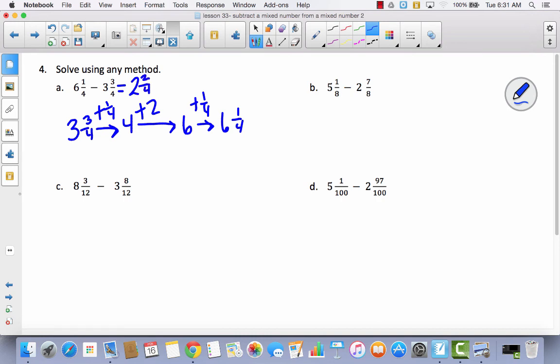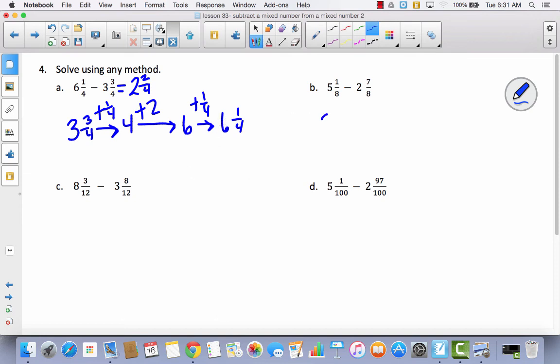So this is the counting up strategy. In my experience, this seems to be the easiest one for 4th graders to understand. So that's why this is the method that I choose to model. You may use whatever strategy you are most comfortable with.